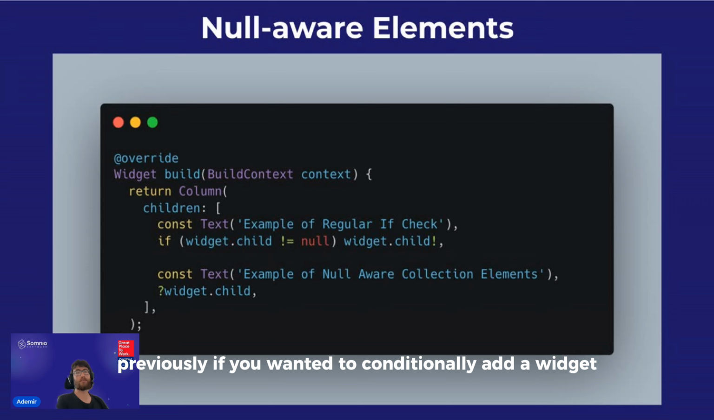Previously, if you wanted to conditionally add a widget to a collection, like children in a column, you had to write an if statement and unwrap the value manually, as we can see in the first call to widget.child on the example. However, with the new syntax, you only need a question mark before the value you want to conditionally add. And that's it. We can see that in the second call to widget.child. You just need to add the question mark before the widget.